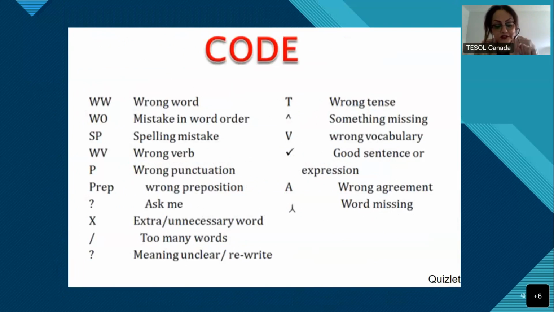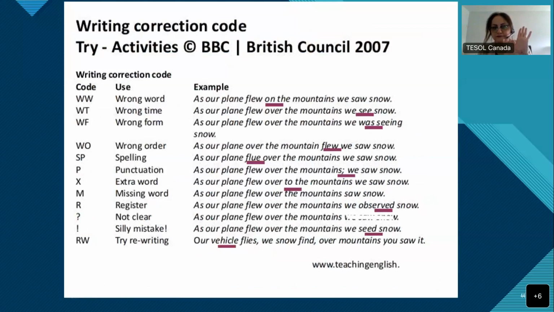Because if I have a chance to study and correct myself, I will remember it better. So how? Give them correction codes. Don't write the corrections for them. Underline and say wrong word, WW. Spelling mistakes, SP. Wrong punctuation, P. Wrong preposition, prep. I don't understand this sentence, question mark. Okay, give them codes. Wrong tense, T. And say, okay, now I want you to look at my codes and correct your writing for next session.